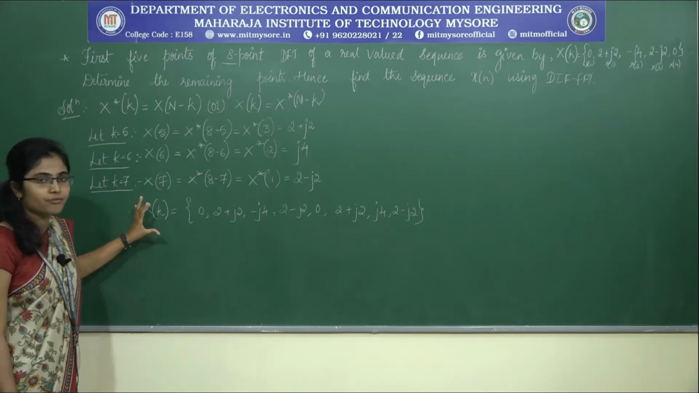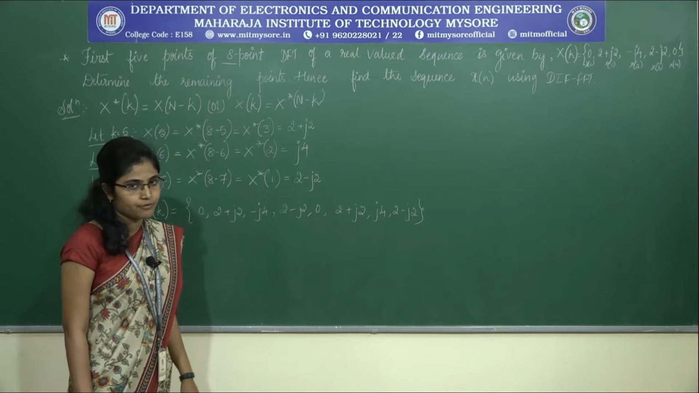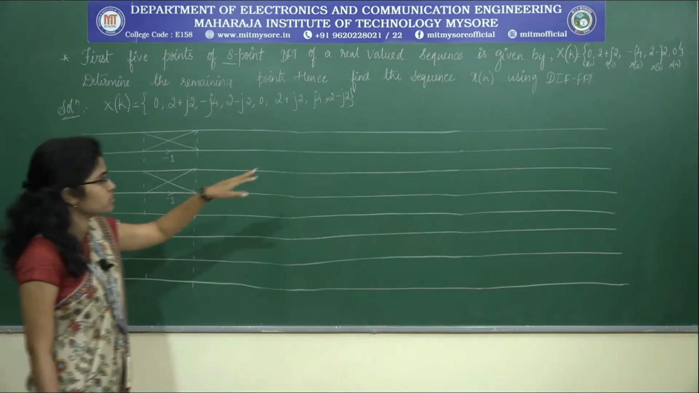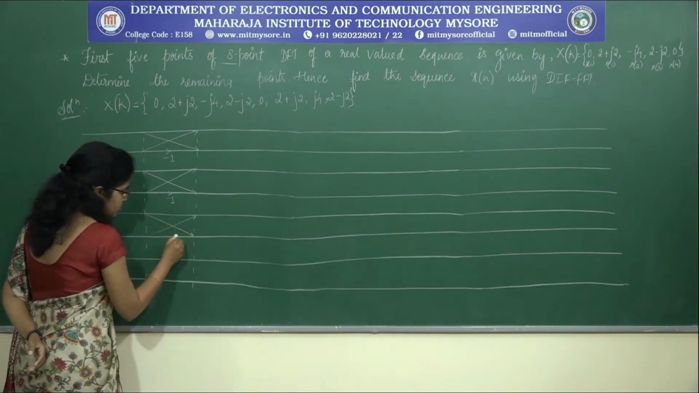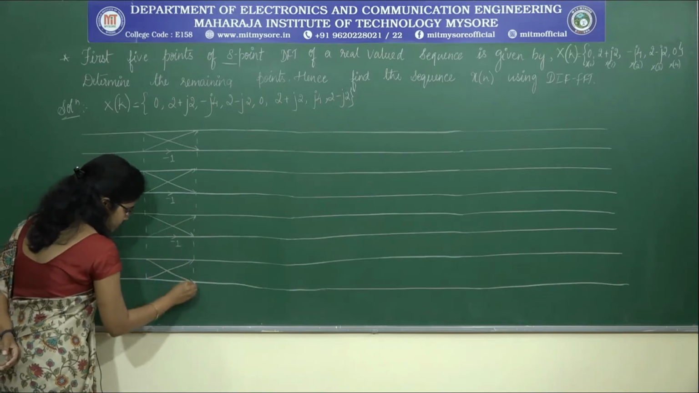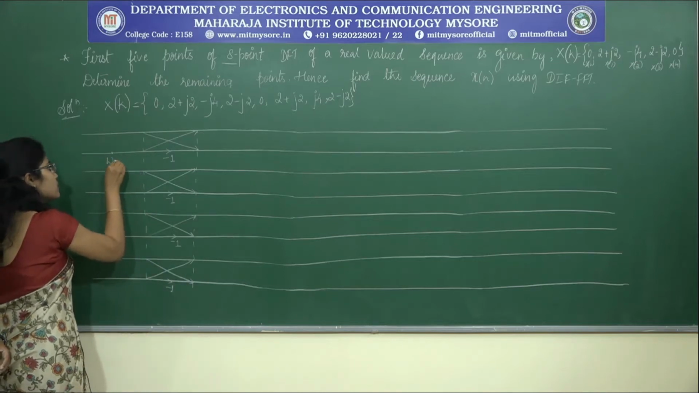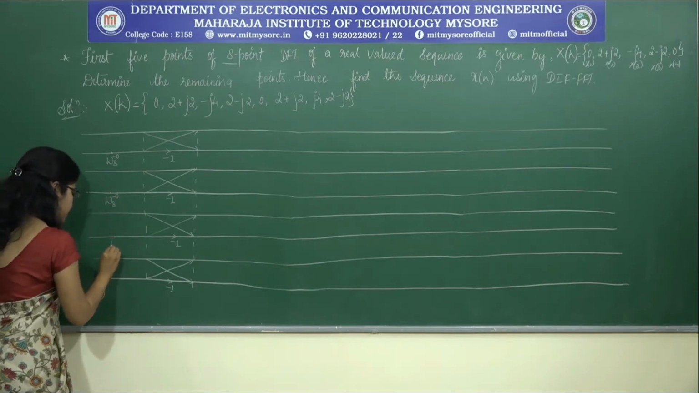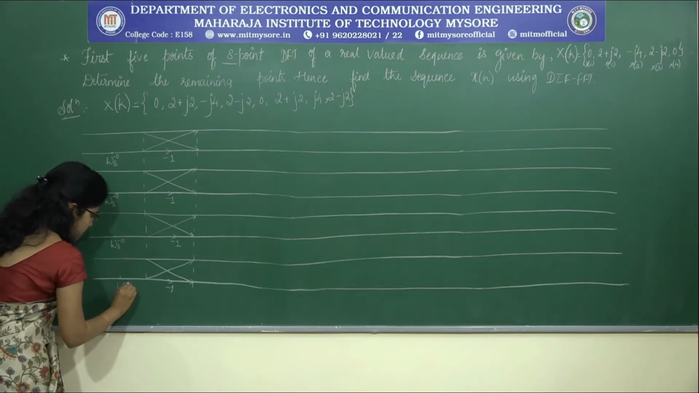Now with the help of this X(k), I need to find out x(n) using which algorithm? DIF FFT algorithm. If I draw the butterfly structure for IDFT using the DIF FFT algorithm, this will be the first stage, minus 1. Again here we need to multiply it with minus 1. So this will be omega 8 power minus 0, omega 8 power minus 0, omega 8 power minus 0 and omega 8 power minus 0.